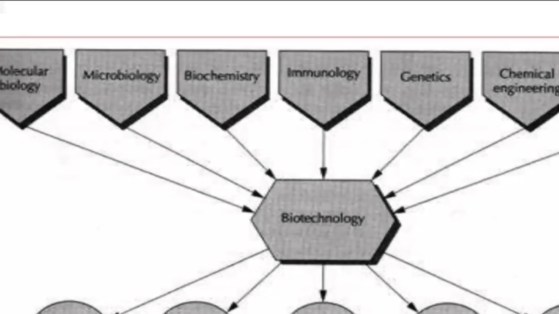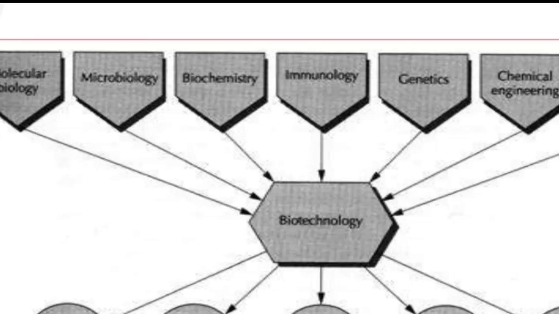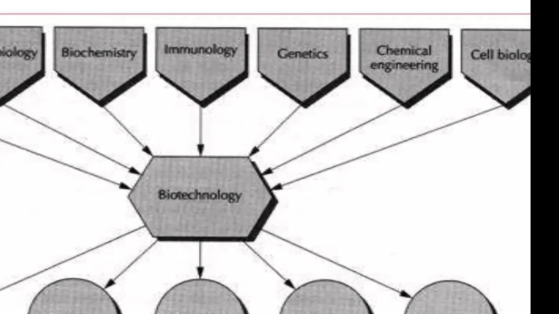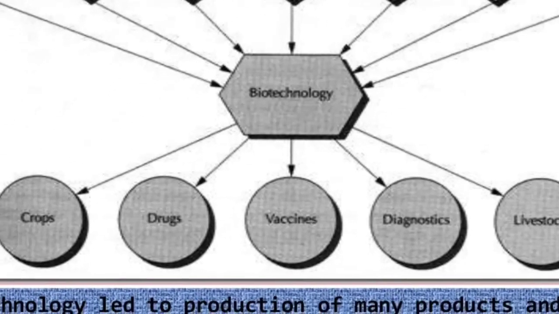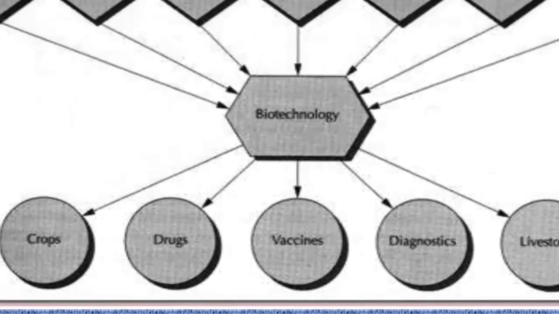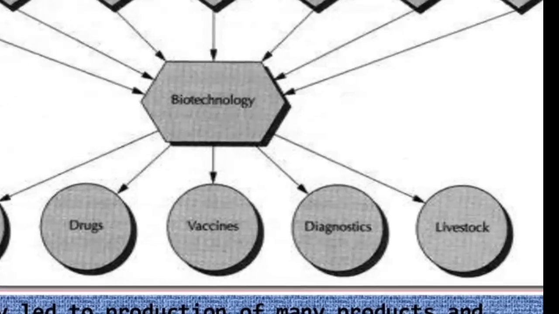Here you can see molecular biology is interlinked with biotechnology, microbiology, biochemistry, immunology, genetics, chemical engineering, and cell biology. These branches of life science are combined with the biotechnological field and provide us with very desirable characteristics or products in crops, in agriculture, in drugs, in the formation of many vaccines, and many diagnostic techniques are also used, and it is also useful in livestock.